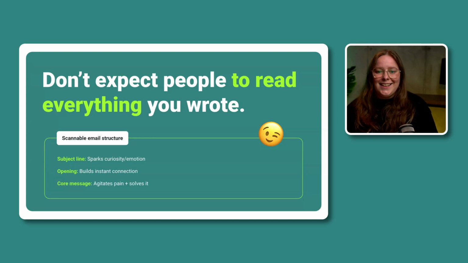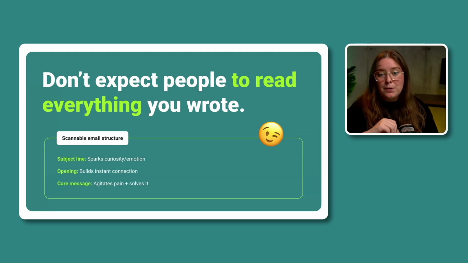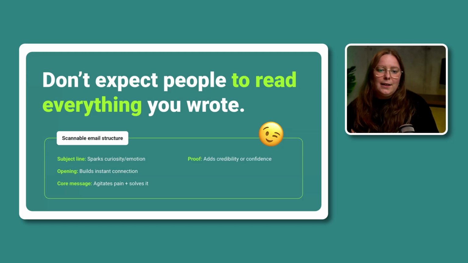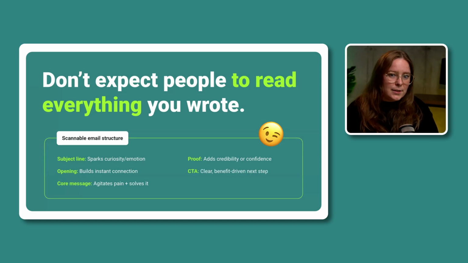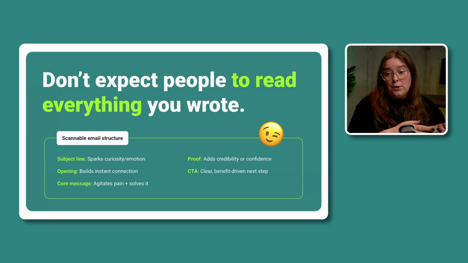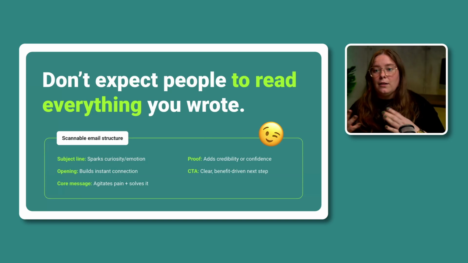Core message, here's where you stir the pain and you offer the relief. So you can say, you are juggling 10 things, our prep kit makes one of them disappear. Social proof, you can add a quick testimonial, stat, or a logo wall, even a line like chosen by 10K parents. It already builds trust. And of course, CTAs. So just keep it sharp, clear, and especially benefit driven. So, for example, grab your kit now is already better than learn more.